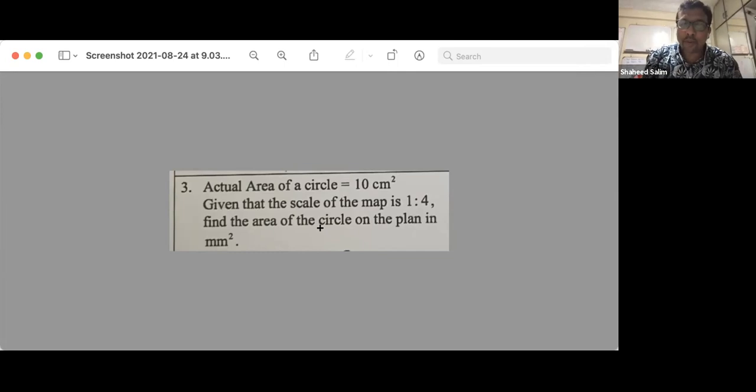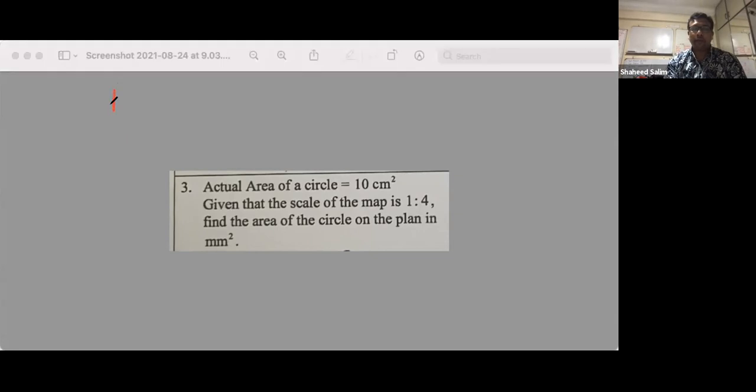So be careful. Which part is the map? Which part is the actual? Now actual is in square cm, and the map is in mm. Okay, your first task is to tell me 1 mm represents 4 mm, right? Which is how many cm?